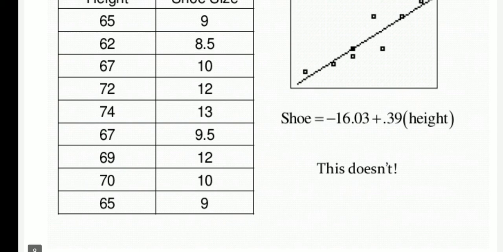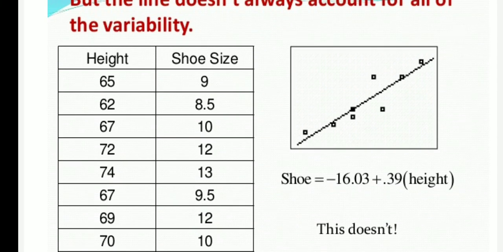Different values are given for this x variable and y variable, and by solving these two, the regression equation is determined. Shoe size, for any height of a person, equals minus 16.03 plus 0.39 times height. This is the regression equation.